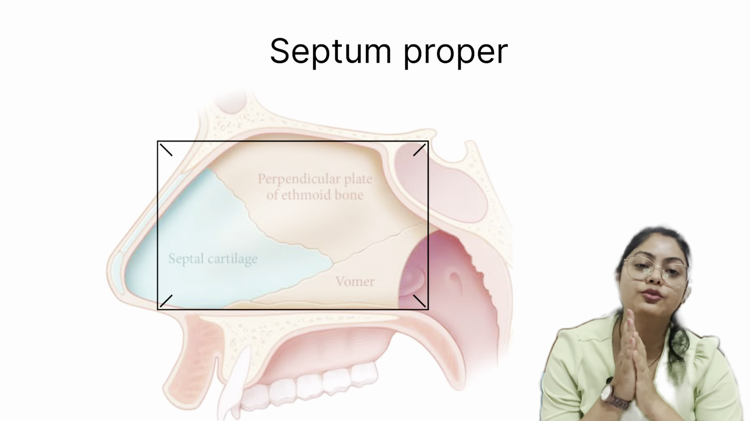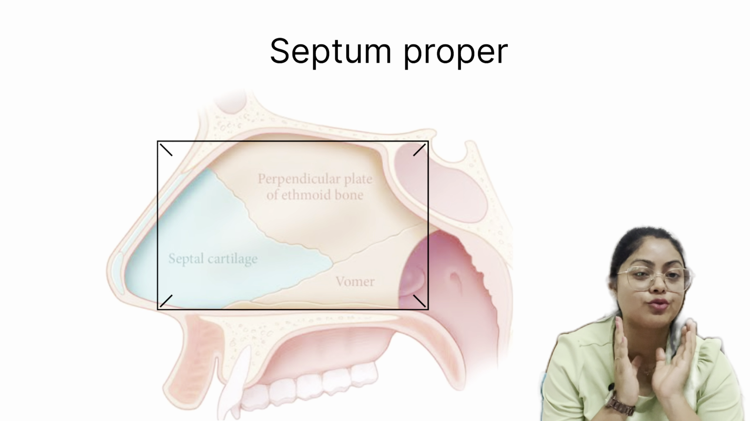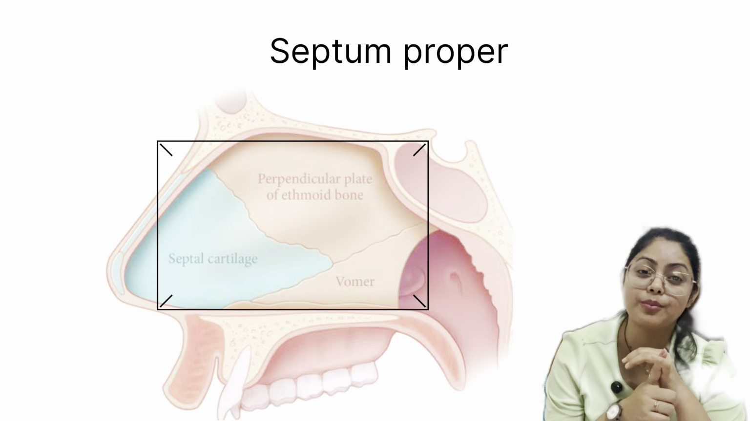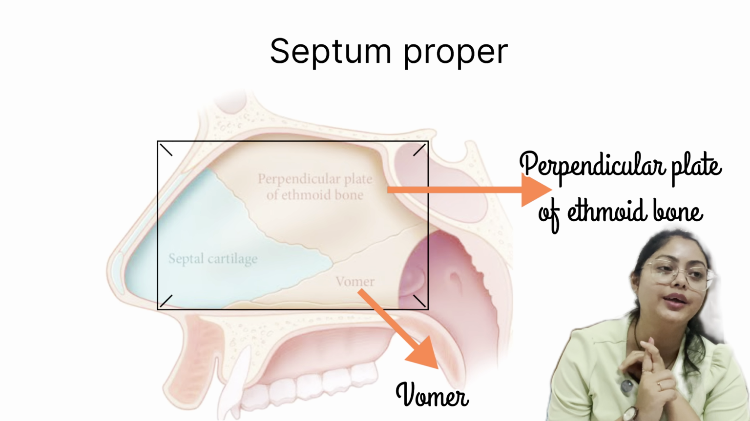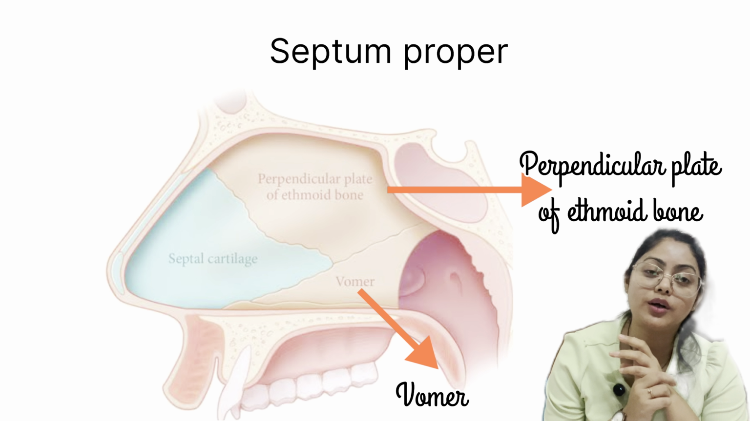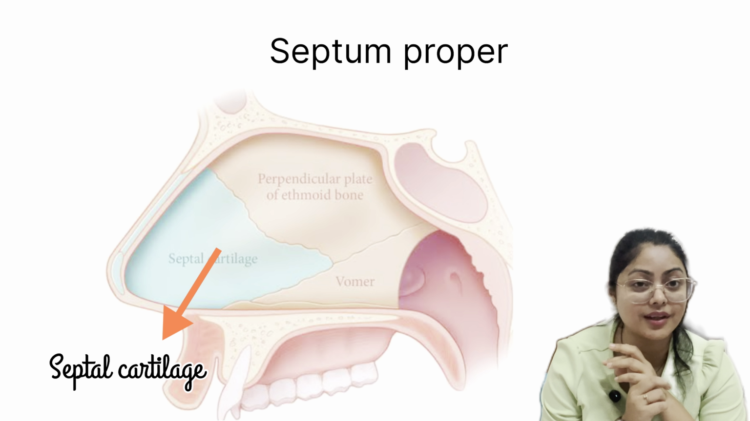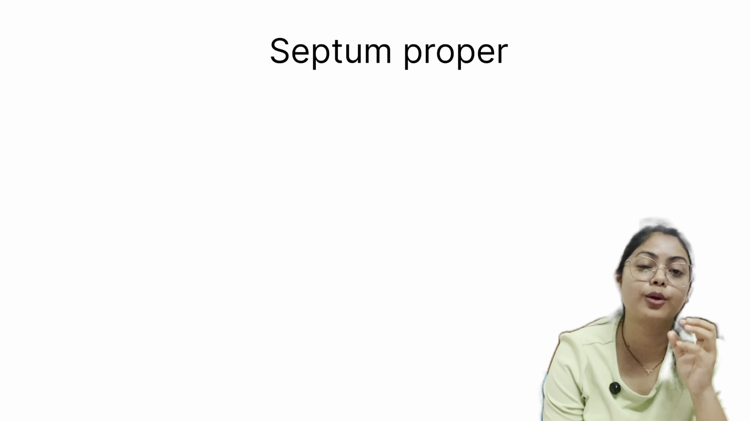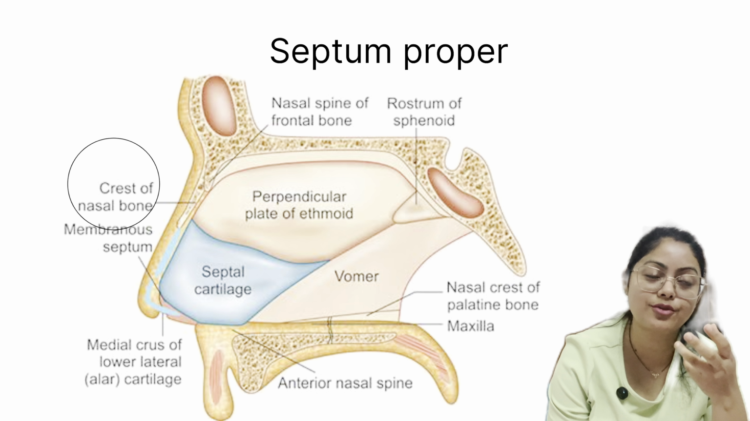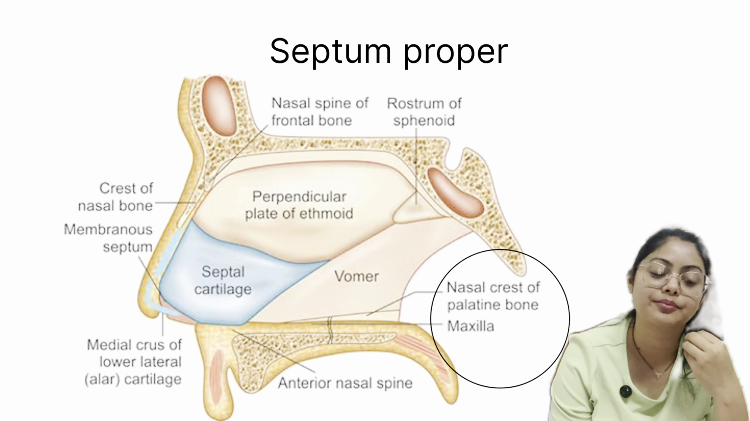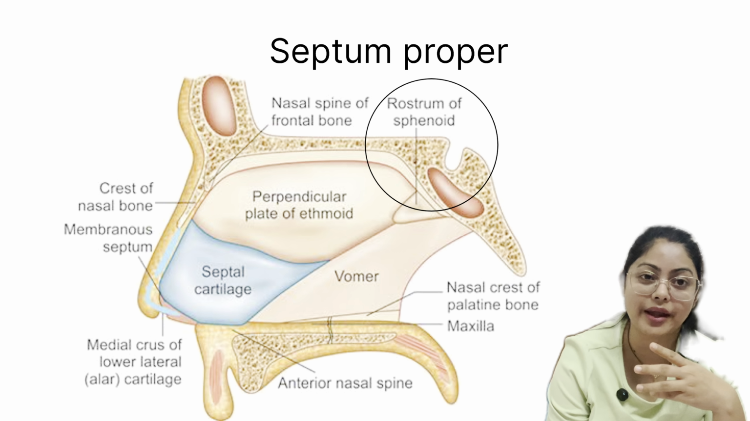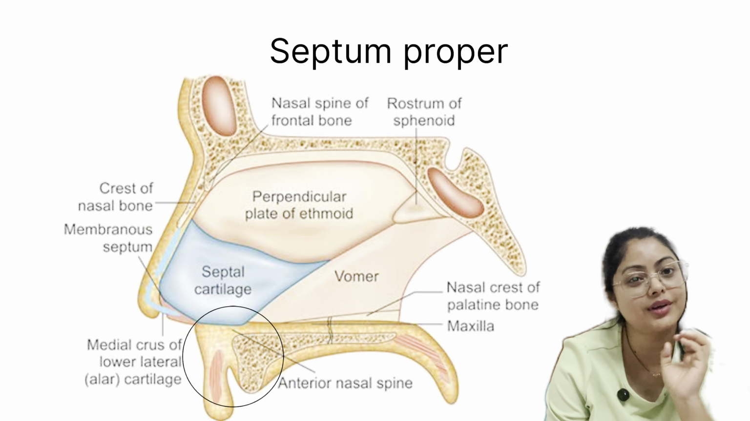The septum proper consists of the osteocartilaginous framework, consisting of the bony and cartilaginous parts, and its principal constituents are first the perpendicular plate of the ethmoid superiorly, then the vomer posteriorly, and anteriorly the quadrangular piece of cartilage, which is known as the septal cartilage. Other bones which have minor contributions are the crest of the nasal bones, the maxillary crest, the crest of the palatine bone, the rostrum of the sphenoid, and also the anterior nasal spine. These are the minor contributions to the nasal septum.